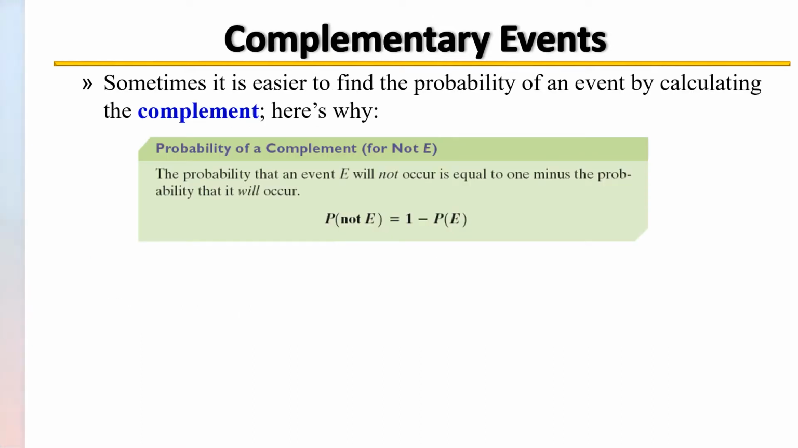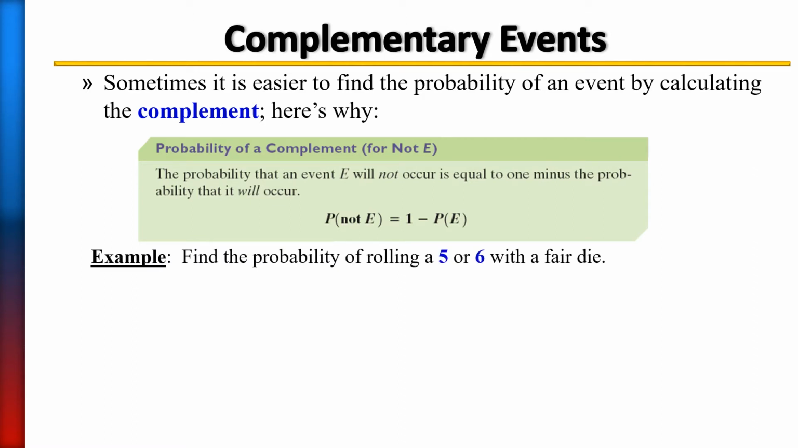Now, sometimes it's easier to find the probability of an event by calculating its complement or its opposite. For example, the probability that an event will not occur is equal to 1 minus the probability that it will occur, and vice versa. If you want to find the probability that an event will occur, all you have to do is do 1 minus the probability that it will not occur. Let's do an example and we'll see how this makes sense.